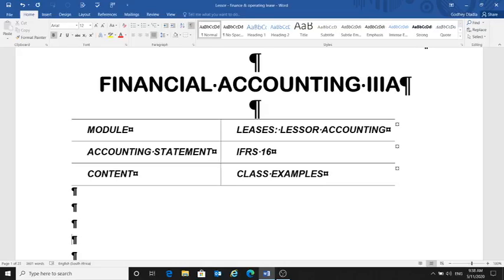Welcome back, students. Today I want to address the issue of leases, but the lessor accounting. Remember, the lessor is the legal owner of the asset.